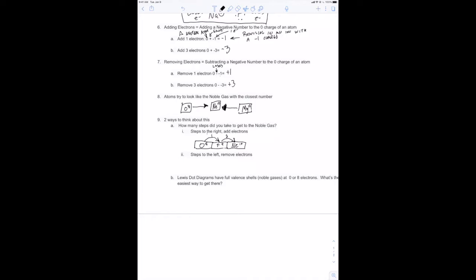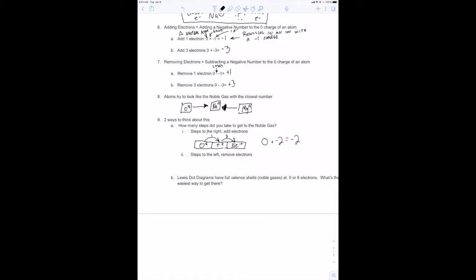And when you take steps to the right on the periodic table, so you go from a lower atomic number to a higher atomic number, in terms of electron configuration, you are going to be adding electrons. So in this case, since we took 2 steps to the right, a neutral atom, oxygen, gains 2 electrons, resulting in an ion with a -2 charge.